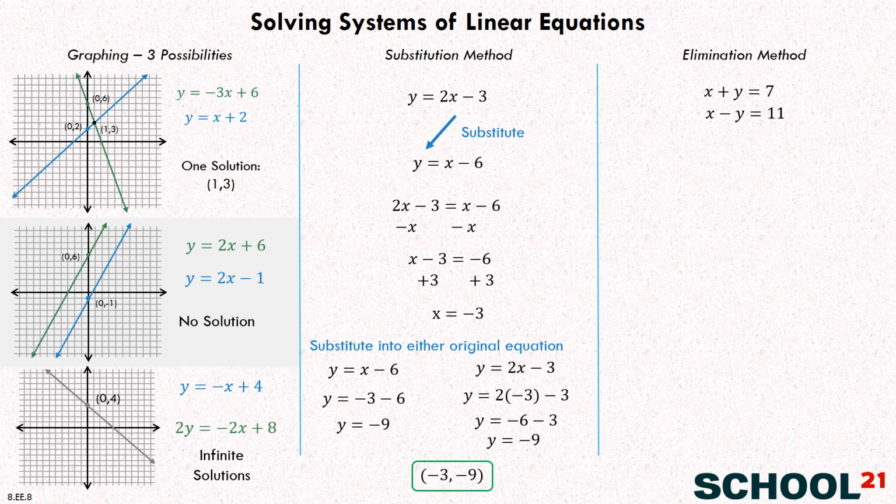One of the reasons this works well is that we're not in y equals mx plus b form right now. We're more in the standard form of a linear equation. So we have x plus y equals 7, and we have x minus y equals 11. Now, you could get this into y equals mx plus b form and then substitute in. That would be a fine way. You could use the substitution method. But let me show you what the elimination method is all about, okay?